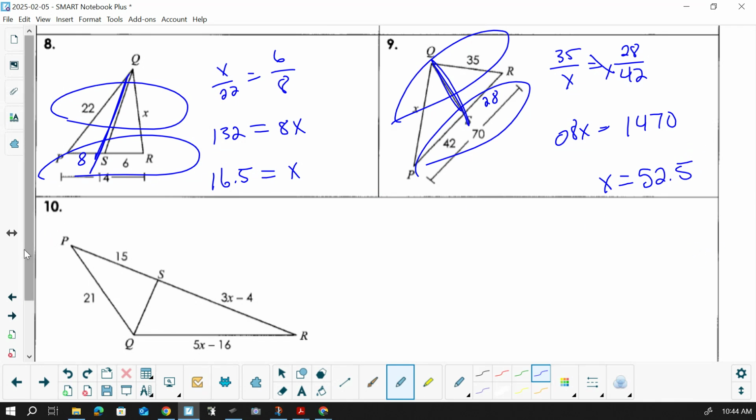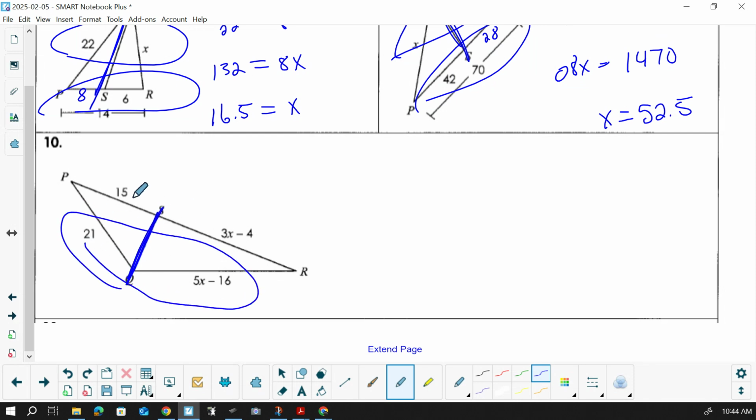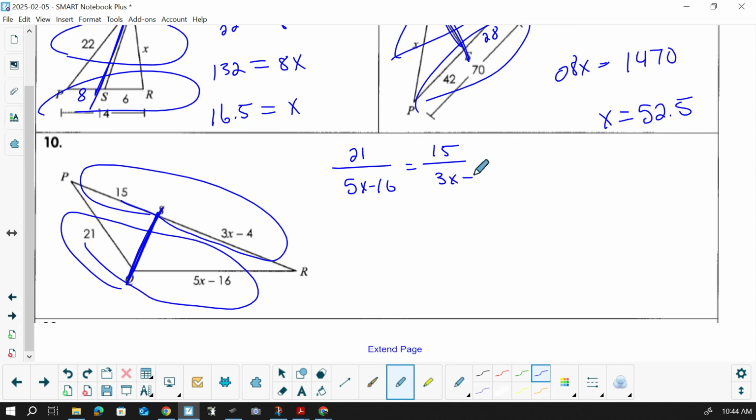All right, almost done. 3 questions left. Let's hit these last 3 ones here. All right, there's my line. So here's one fraction, and here's the other fraction. So 21 over 5x minus 16, and then 15 over 3x minus 4. All right, so let's see here, the 3x minus 4 times the 21. Let's do that one first. 3x minus 4 times the 21.